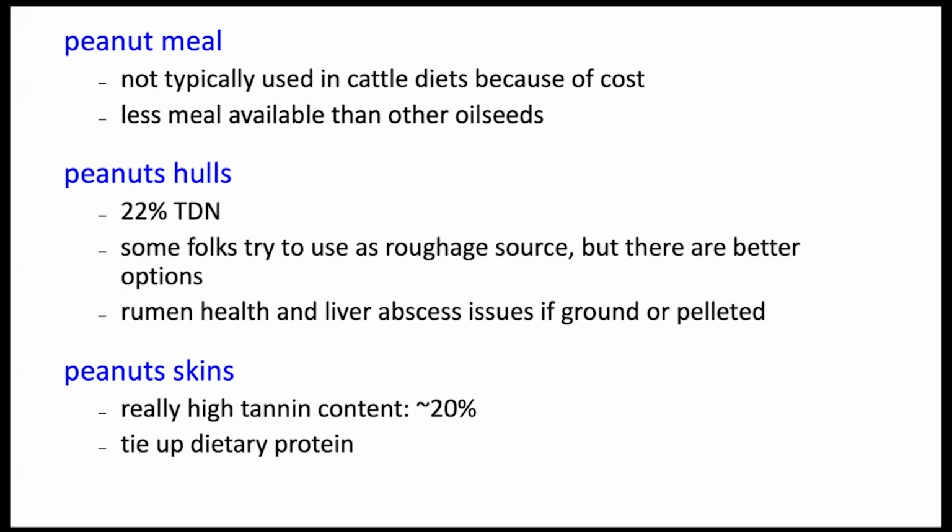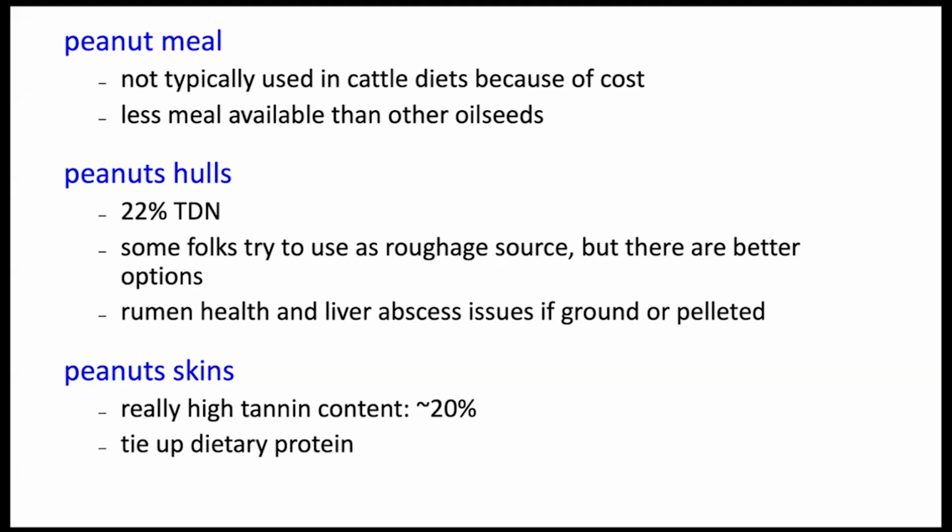Peanut hulls, you don't want any part of, 29% TDN. The cows would probably be better off eating the bag that feed comes in than they would be eating those peanut hulls. But again, that's one of those fillers that gets put in a lot of feeds. So you do have to be mindful of that.